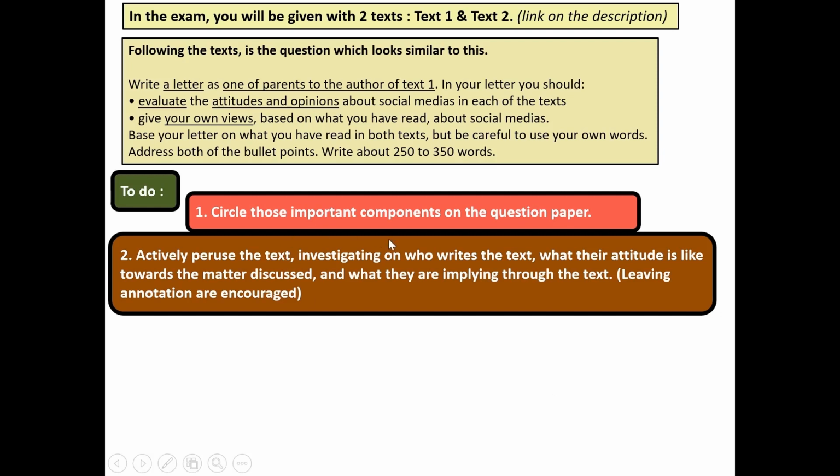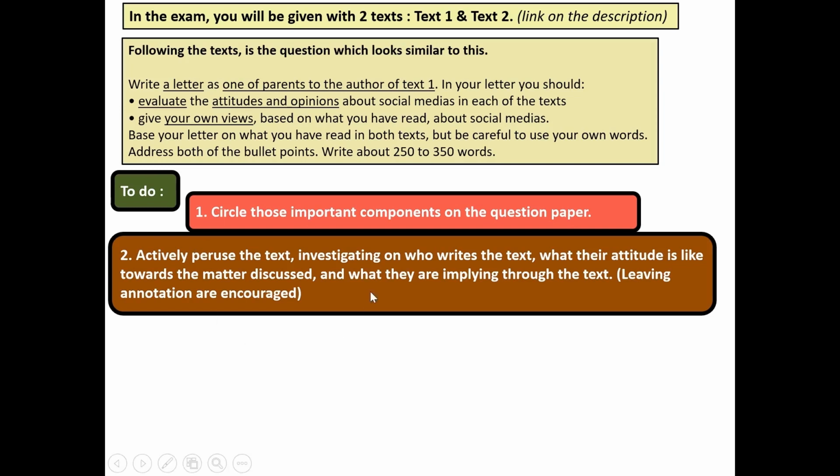Okay, and then apart from inferring the writer of the texts, you also try to investigate what their attitude is towards the matter discussed. In this case, social media. What is their attitude? Are they against social media? Are they supporting social media? Are they neutral about social media? So after reading, you try to see the attitude. And lastly, you need to investigate what they are implying through the text, what they are trying to say. Are they giving a certain message behind the text or not?